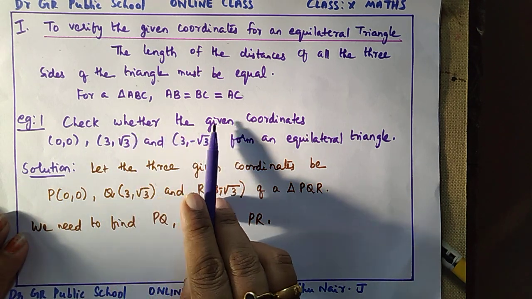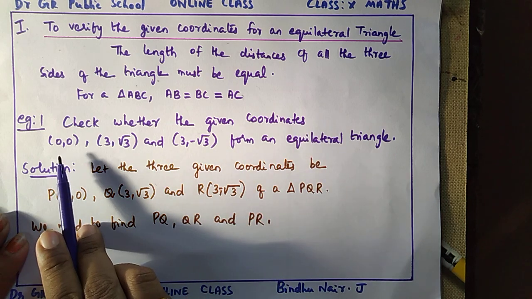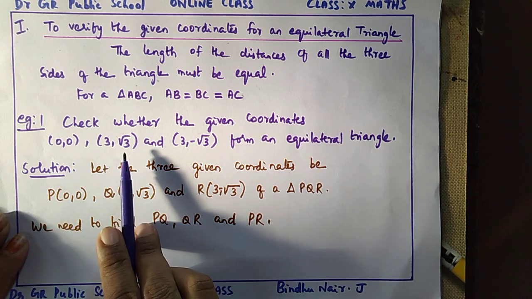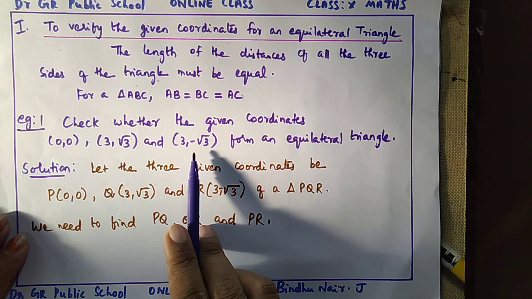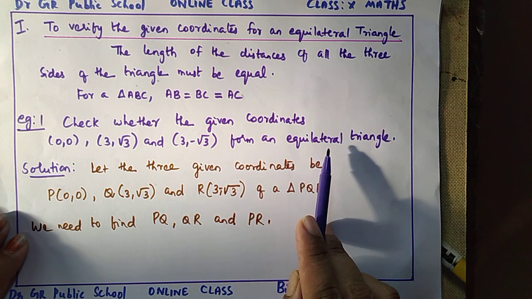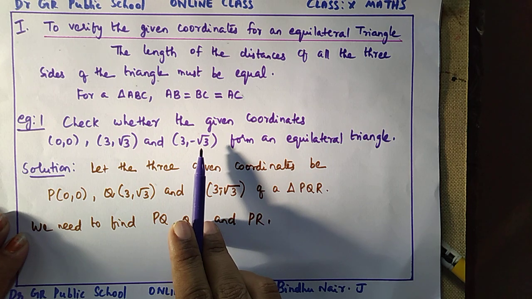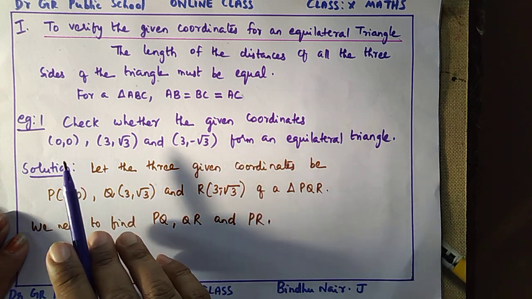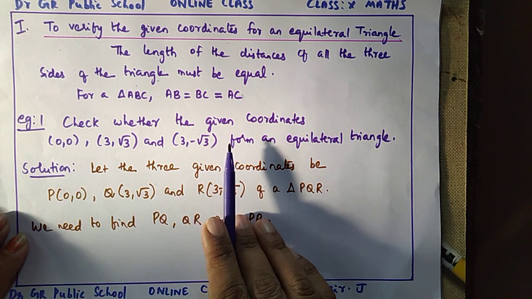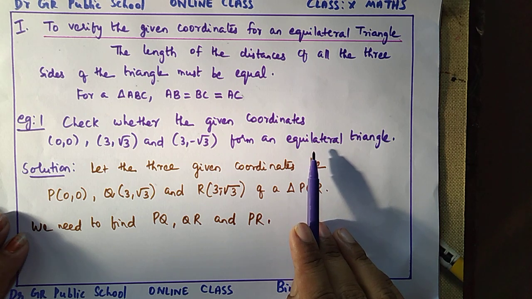Check whether the given coordinates (0, 0), (3 root 3) and (3, minus root 3) form an equilateral triangle. So here three coordinates are given. We need to verify whether the triangle formed by the coordinates is an equilateral triangle or not.